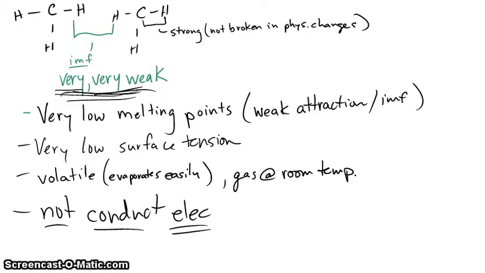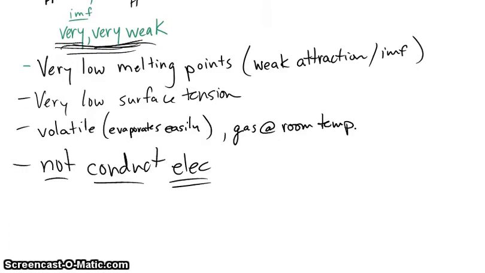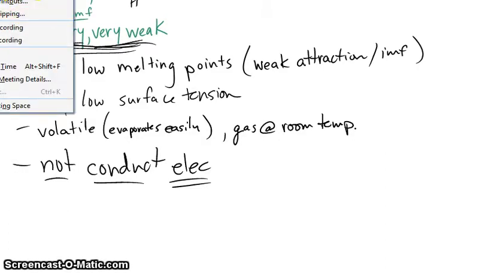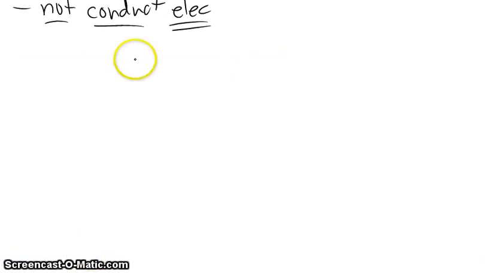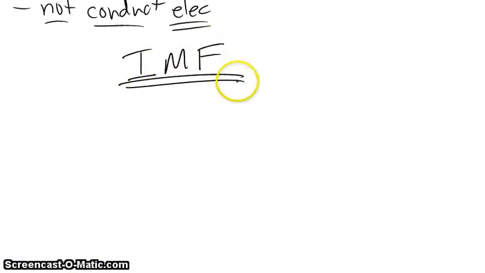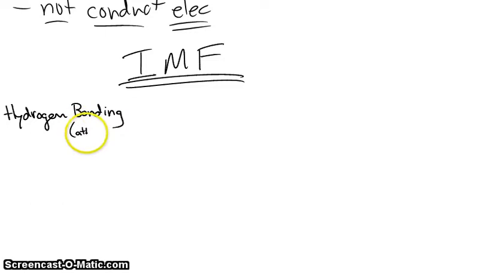Okay, let's finish today with the three types of intermolecular forces. Three types of intermolecular forces. I'm going to call this IMF. This is very important. IMF, there are three kinds. There is hydrogen bonding, which remember is not really bonding at all, but just an attraction. I'm going to put attraction in parentheses.